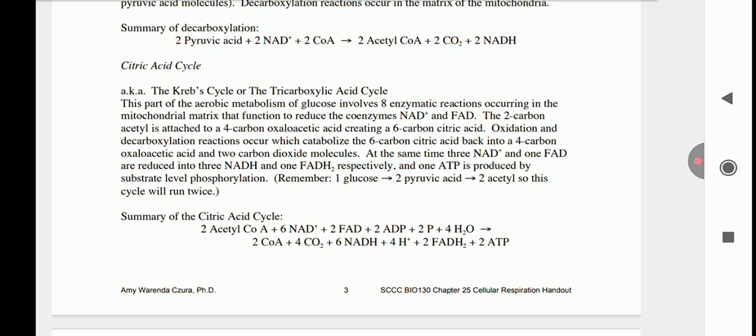Summary of the citric acid cycle: 2 acetyl coenzyme A, 6 NAD positive, 2 FAD plus 2 ADP plus 2 phosphate plus 4 H2O yields 2 coenzyme A plus 4 CO2 plus 6 NADH plus 4 H positive plus 2 FADH2 plus 2 ATP. That is the citric acid cycle.